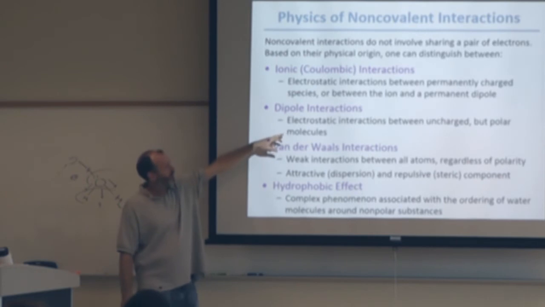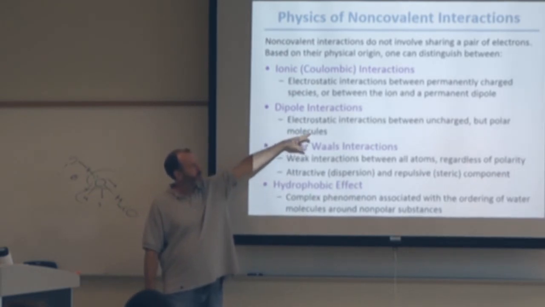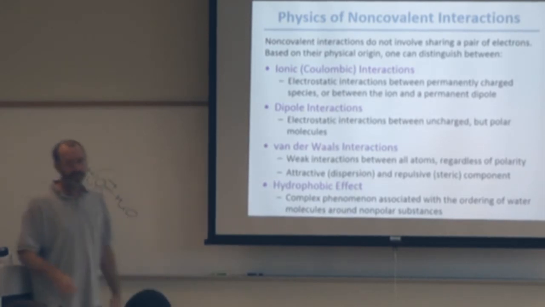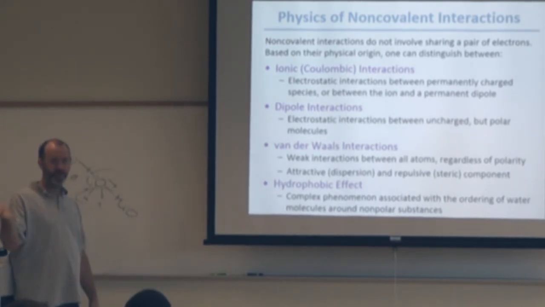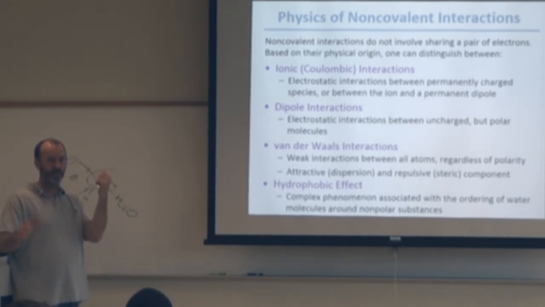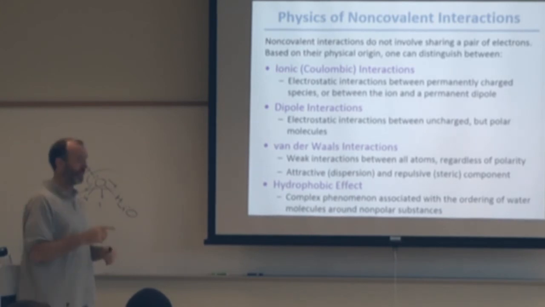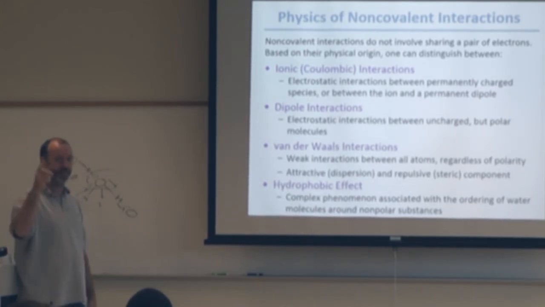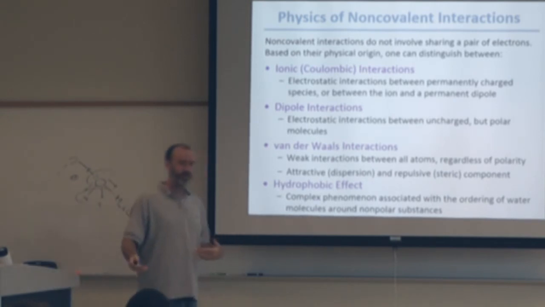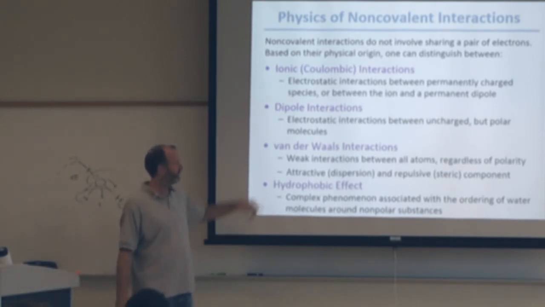There are lots of dipole interactions, electrostatic interactions between uncharged but polar molecules. We see those in the amide bonds of a peptide bond, which are polar, so you get a lot of hydrogen bonding between those within a chain. That's actually what makes up the alpha helix, and hydrogen bonds also make up the beta sheet structures, the secondary structure of proteins.